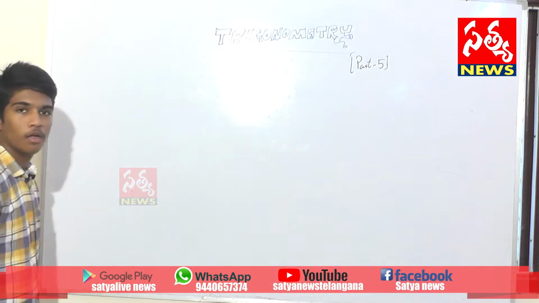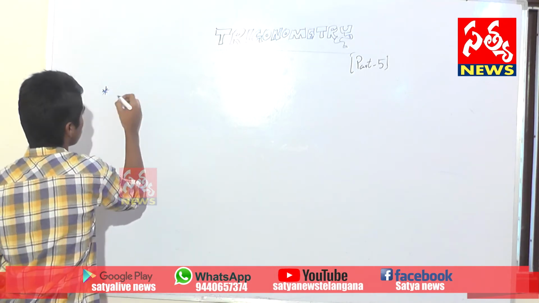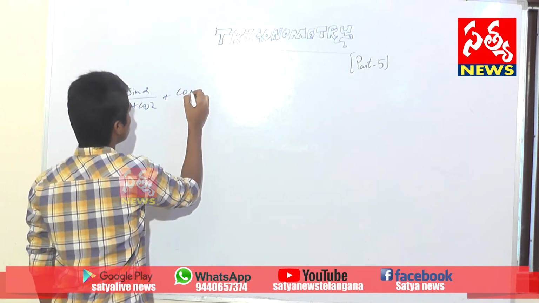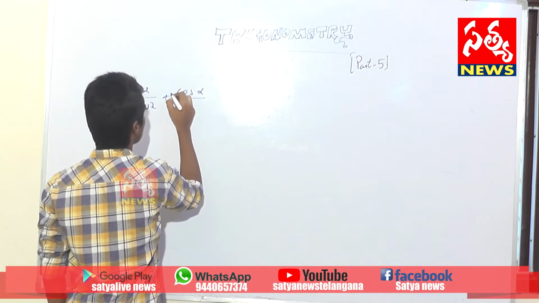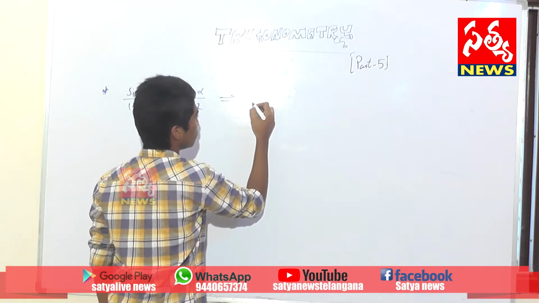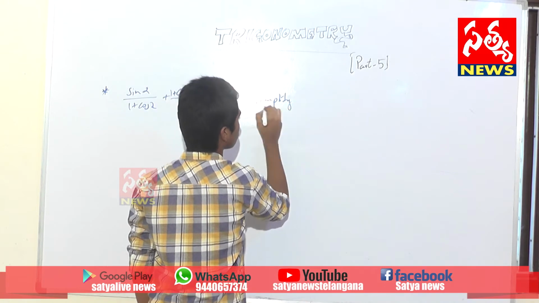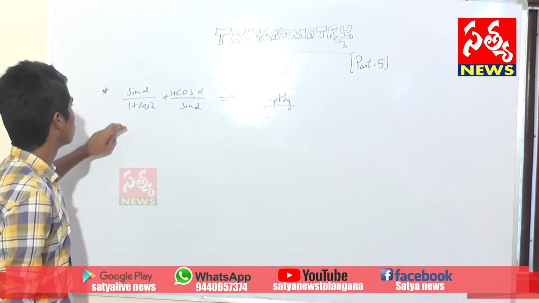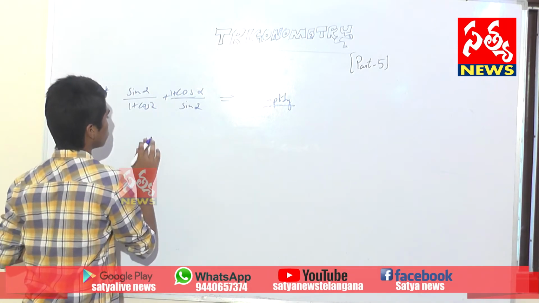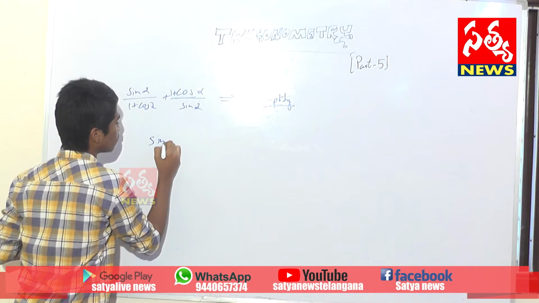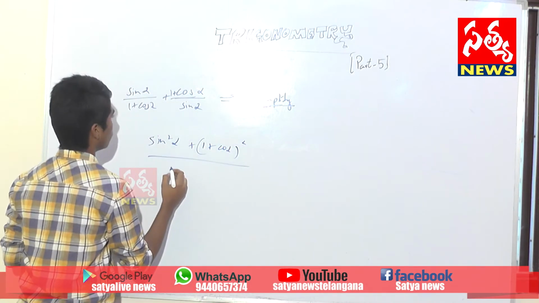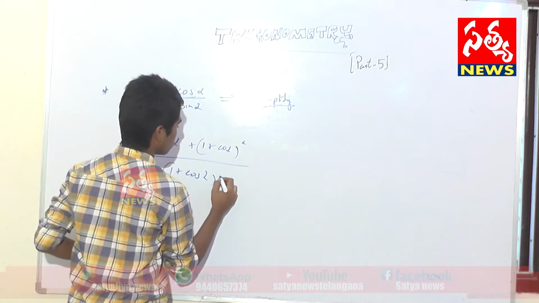The next problem. Simplify sin alpha by 1 plus cos alpha, plus 1 plus cos alpha by sin alpha. So see here, first we have to rationalize or take the LCM. We get sin square alpha plus 1 plus cos alpha whole square by 1 plus cos alpha into sin alpha.